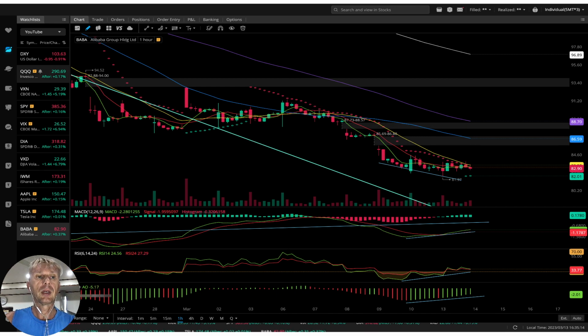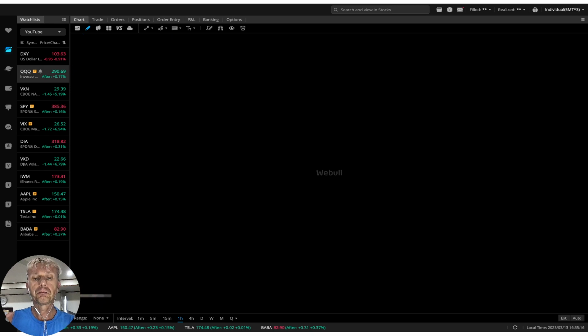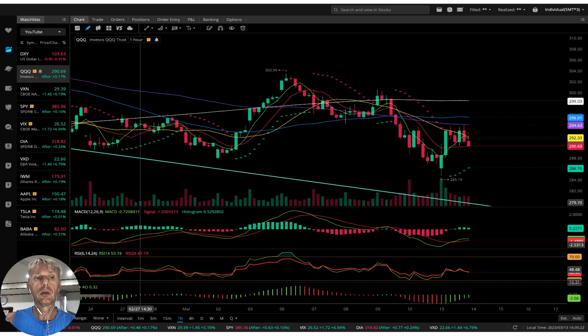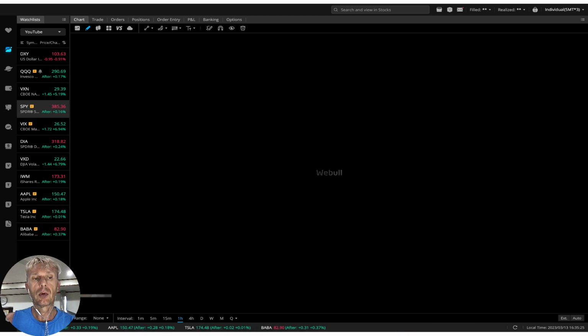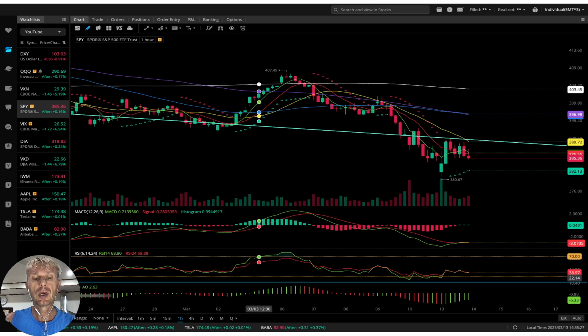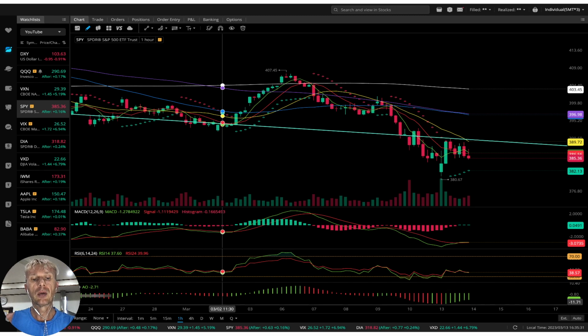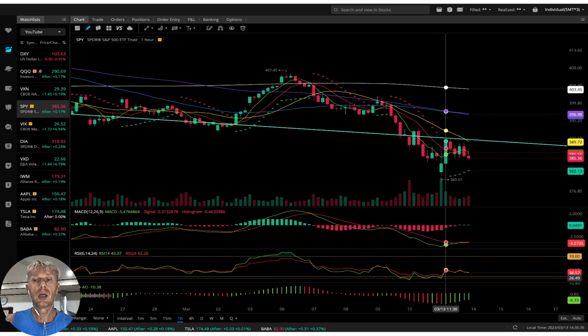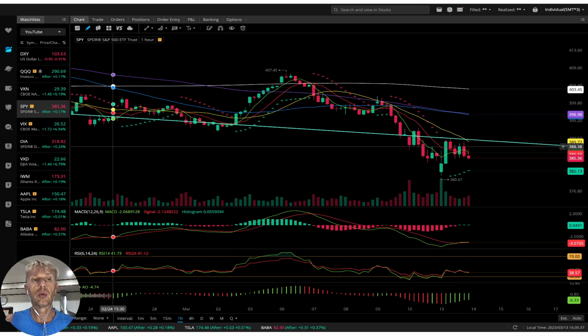Let's do summary. All indexes on daily time frame and 4 hours time frame, they are all bearish. All bearish on all indicators. Only on 1 hour time frame, they're bullish. They're in oversold territory. They want to have some bullish action on 1 hour time frame.